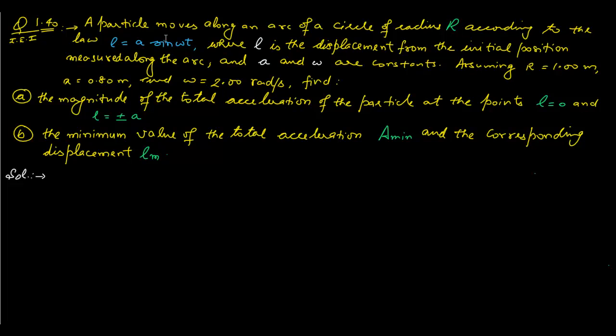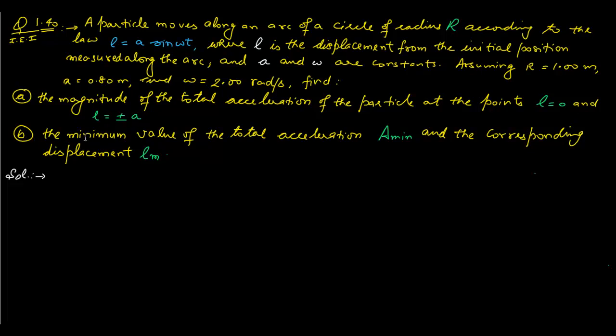A particle moves along an arc of a circle of radius r according to the law L = a sin ωt, where L is the displacement from the initial position measured along the arc, and a and ω are constants. Assuming r = 1 meter, a = 0.8 and ω = 2 radians per second, we have to find the magnitude of the total acceleration of the particle at the points L = 0 and at L = ±a.